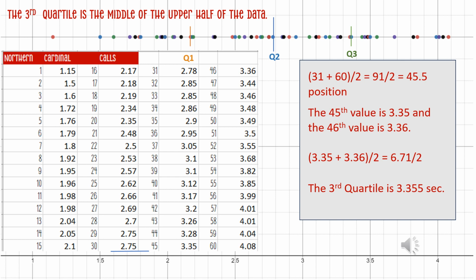That means we're going to take the 45th value and the 46th value and average them to get a value halfway in between the two of them. So the 45th value is 3.35, the 46th value is 3.36, halfway in between the two is 3.355 seconds. So 3.355 seconds is considered the third quartile, and our data is now cut into 4 equal-sized subsets.